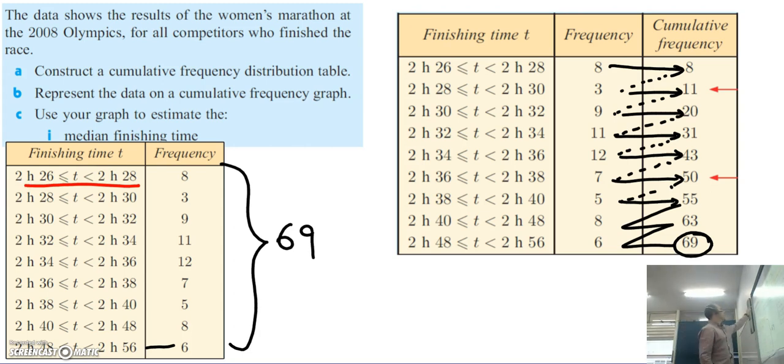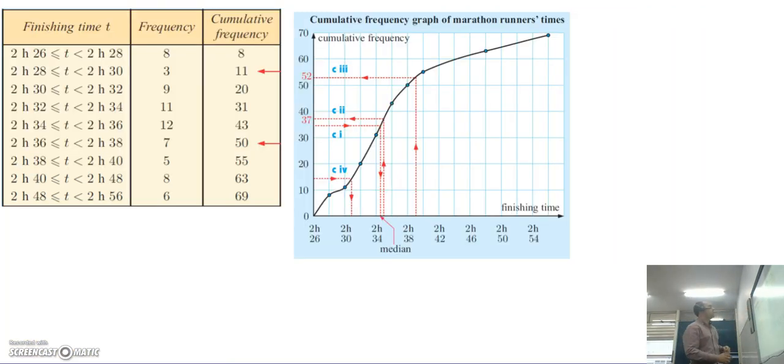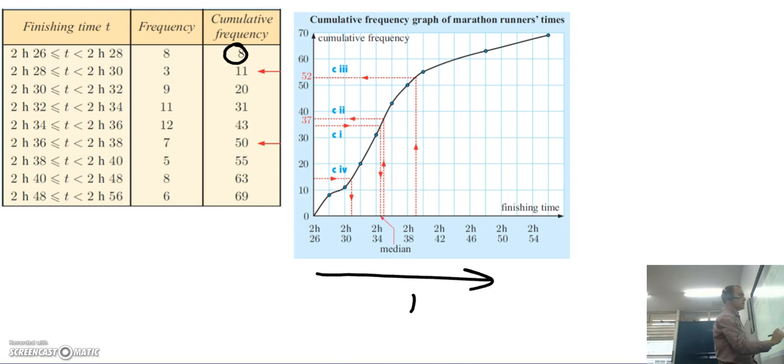So what would that look like on a graph? Well, what I've got is my cumulative frequency table, and here's the graph that has been pre-prepared. To construct your graph, on the vertical axis we have the number of competitors, and on the horizontal axis we have time.